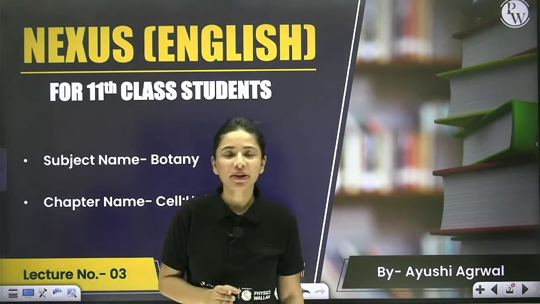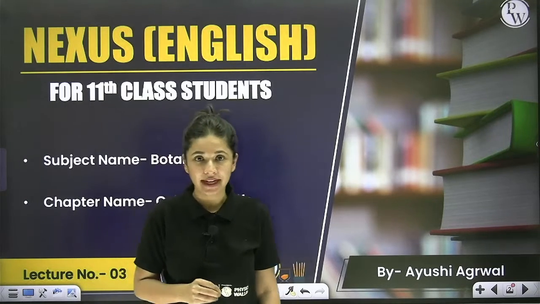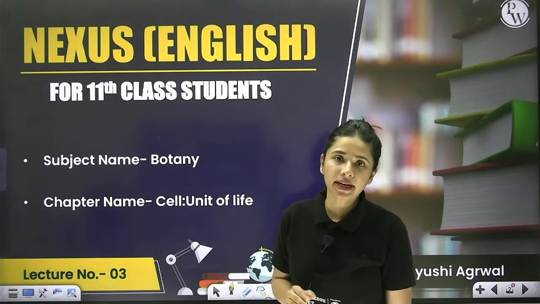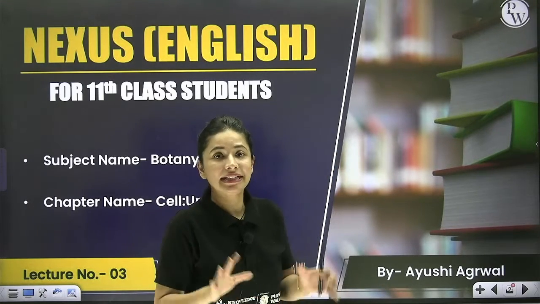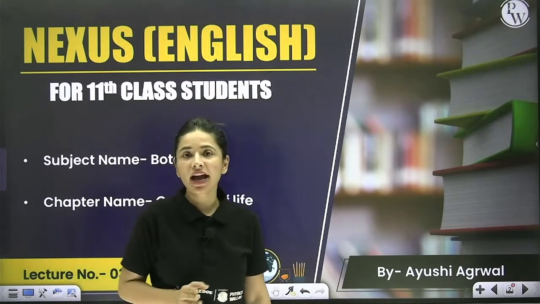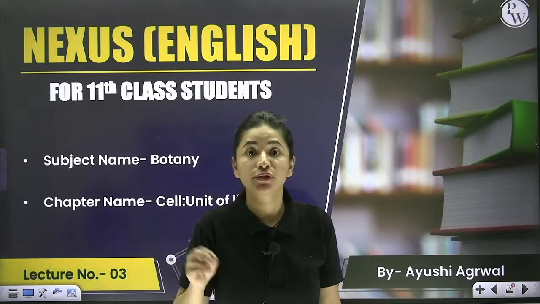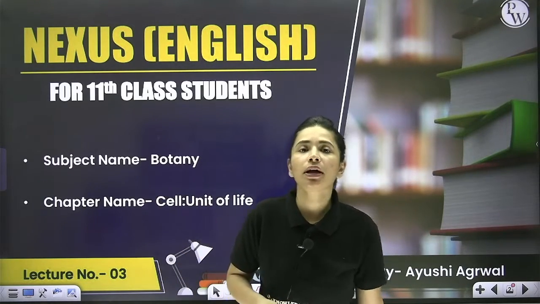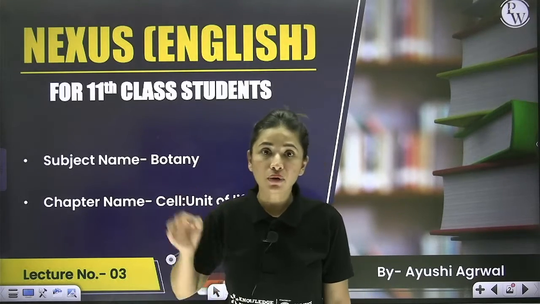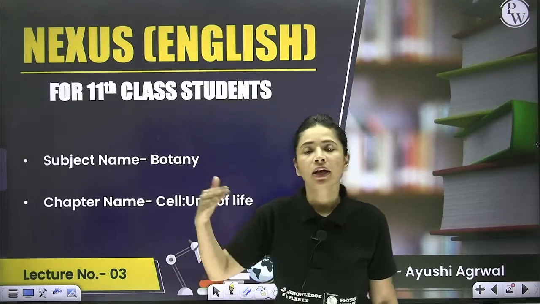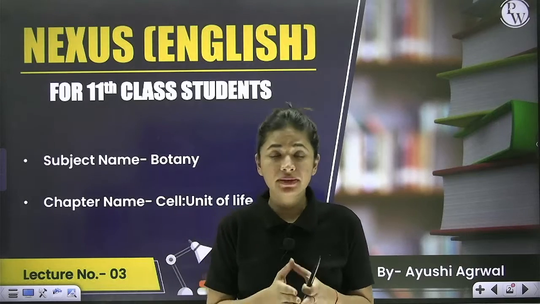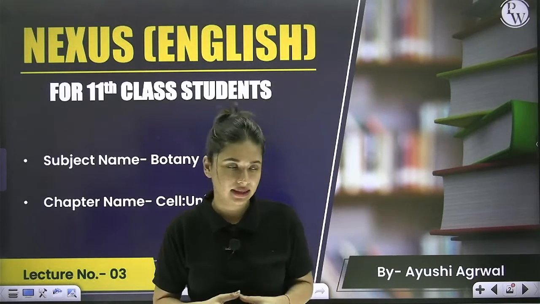So today we are going to start with lecture number 3 of the chapter Cell, the Unit of Life. So far, beta, we have discussed the detailed structure of the prokaryotic cell, and today we have to start with the detailed structure of the eukaryotic cell, in which we are going to discuss first the layers of the eukaryotic cell. There are two possible layers, one is the cell wall and the other is the cell membrane. Then, followed by that, we have to discuss the cell organelles.